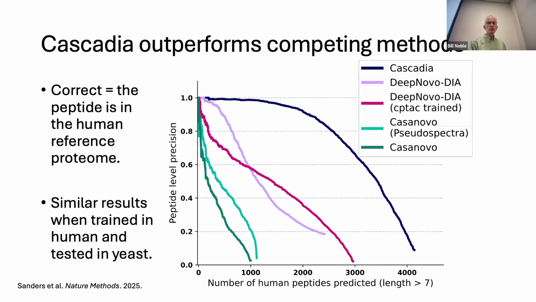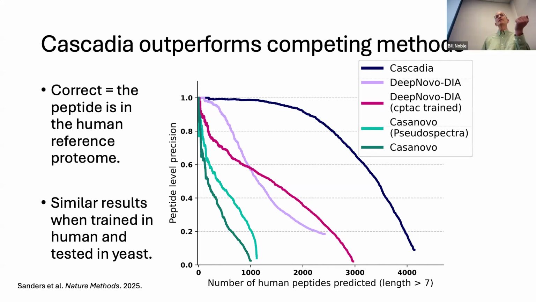And so these two curves here are two variants of DeepNovo-DIA trained on different data sets. But the main difference is that the problem with doing the deconvolution of making these pseudospectra is that sometimes you don't even see an isotope distribution, and yet there really is a peptide there.